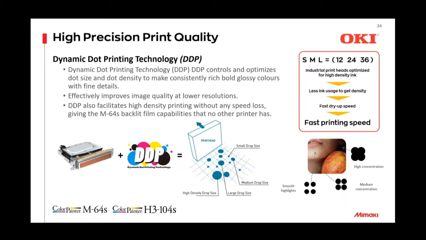All right, so how does this look? How do we get the speed at lower DPI modes but keep the density of the image quality?